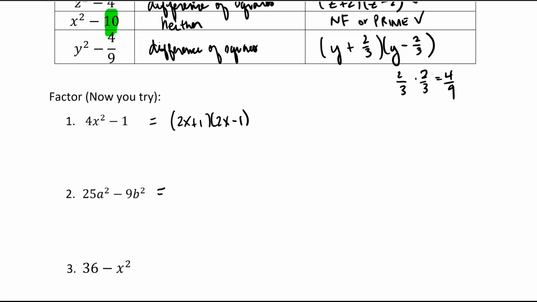What about 25a squared minus 9b squared? Well, the square root of 25a squared is 5a, for example. The square root of 9b squared is 3b. And the signs, of course, will always be opposite signs.